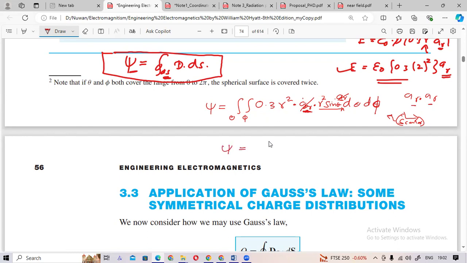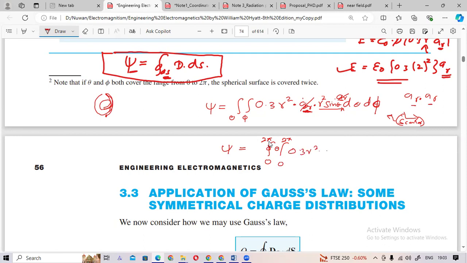So if I write it here, phi. We know that the phi angle means the angle from the x-axis, so we consider it from 0 to 2 pi. The theta angle we do not consider from 0 to 2 pi; we consider only 0 to pi. So theta will be 0 to pi. This is phi, this is theta. And 0.3 r square.